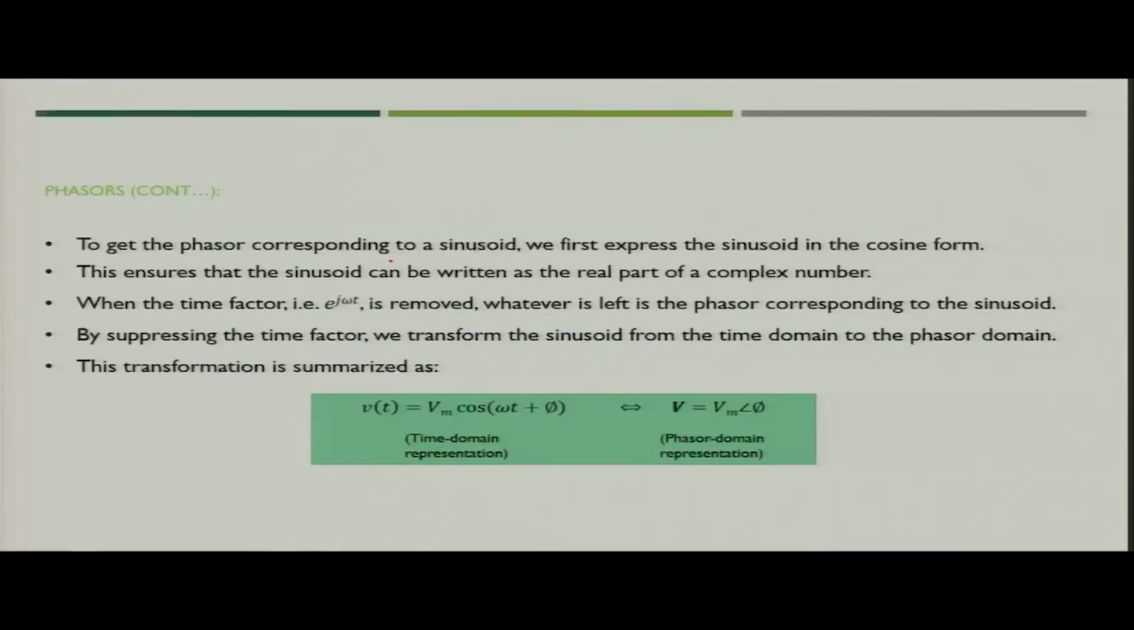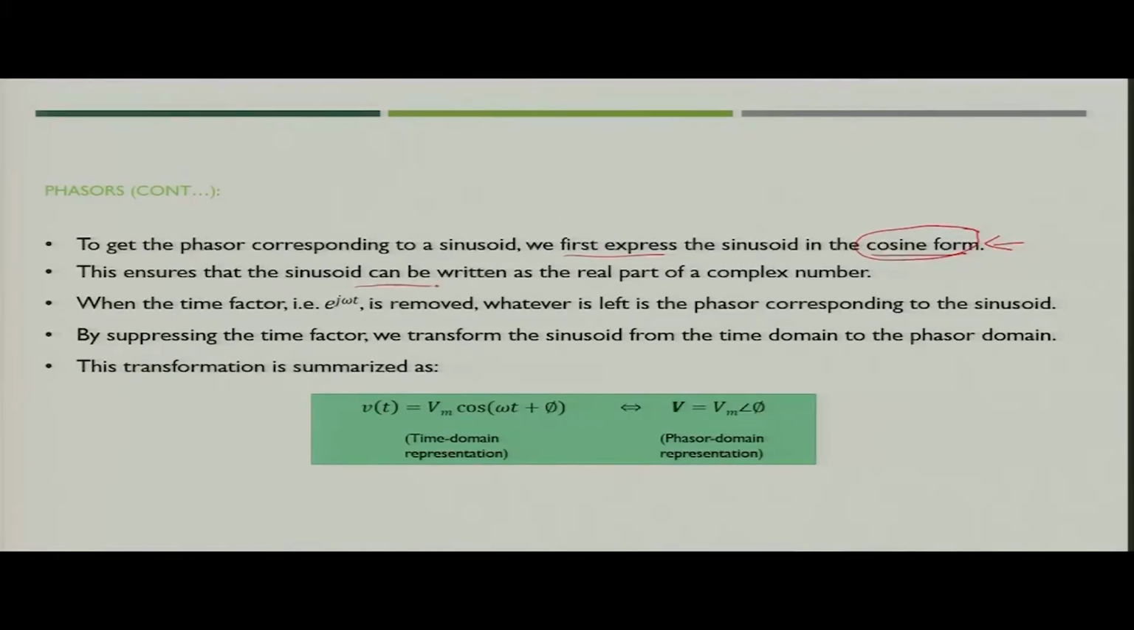Now, to get the phasor corresponding to a sinusoid, we first express the sinusoid in cosine form. This is also a very important point, because whenever you want to represent a sinusoid in phasor terms, it has to first be converted into cosine form. Why cosine form? Because this is the real part of our Euler expression.